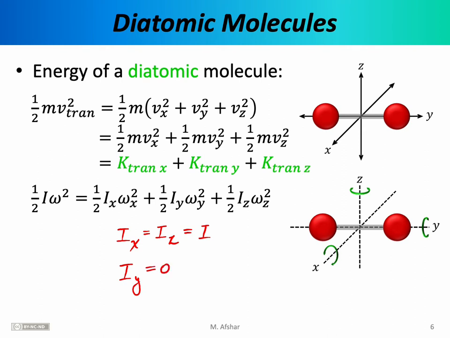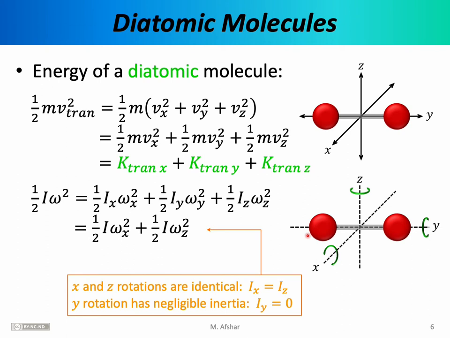The reason for that is that when we rotate the molecule around the y-axis, we're basically rotating each atom around an axis that passes through the center of mass of that atom. Now recall that for a sphere rotating around an axis passing through its center of mass, the moment of inertia is 2/5 mr squared. Our atoms are very small objects, so r is a very small number, and when we square it, we get an even smaller number. So the moment of inertia for rotations around the y-axis is essentially zero. So we would say that there is negligible energy associated with that rotation.